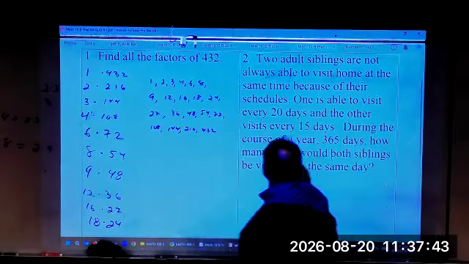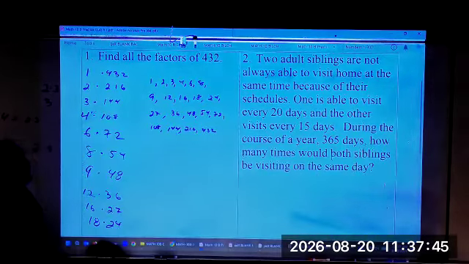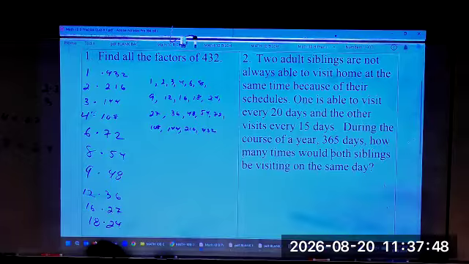Two adult siblings are not always able to visit home at the same time because of their schedules. One is able to visit every 20 days, but the other every 15. During the course of the year, how many times will both siblings visit on the same day? I think we did this already in class. So how many times will we be able to visit?